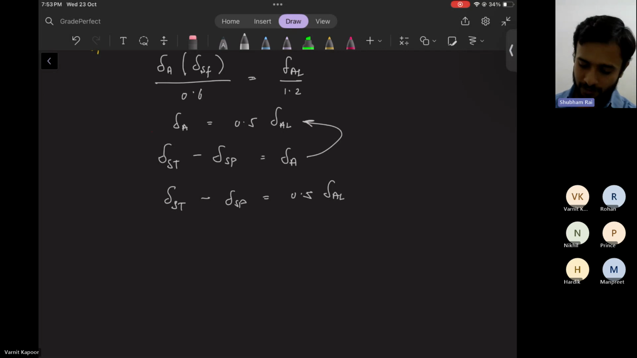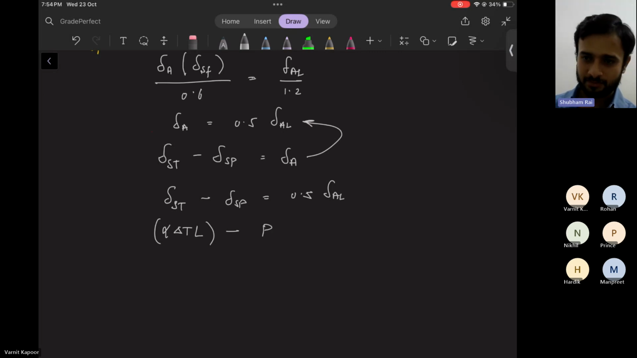Now if you substitute what is delta ST, this will be temperature based, so that will be alpha times delta T, the strain in the steel rod, multiplied by the length of the steel, which will give you delta L. So this gives delta ST, that is contraction due to temperature, and delta SP is the elongation due to force, which will be given by load.